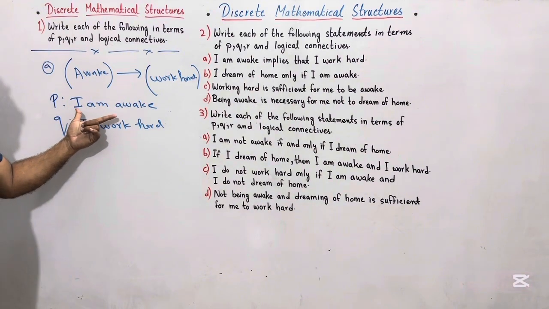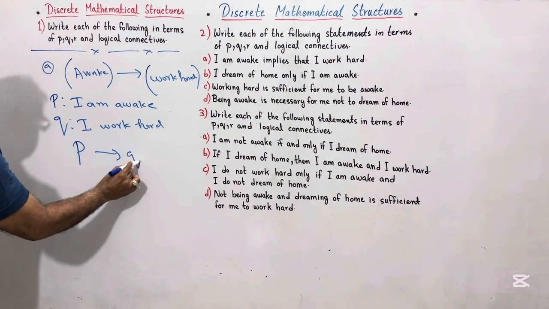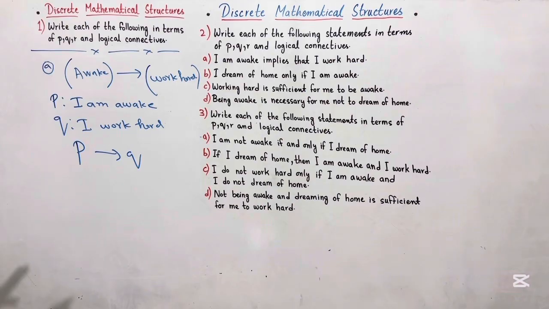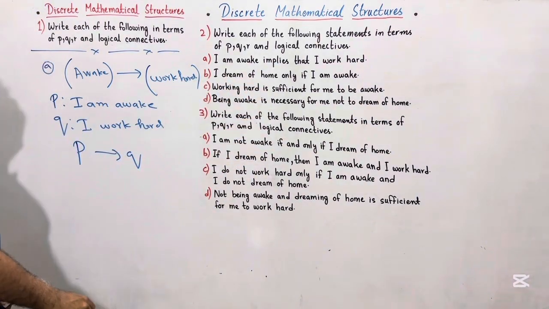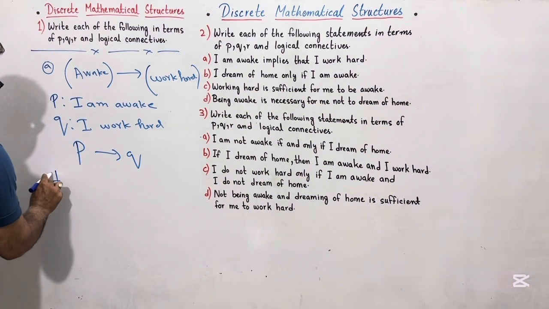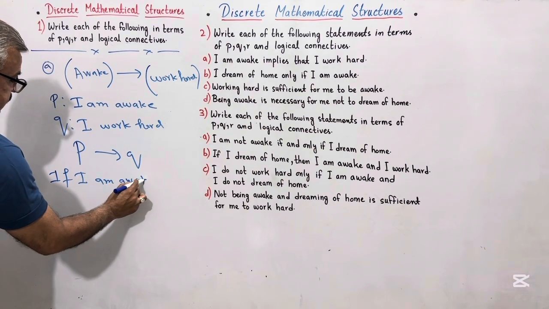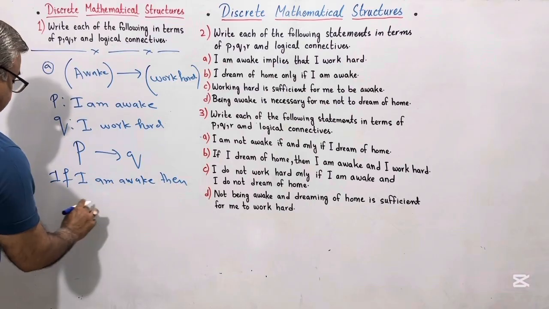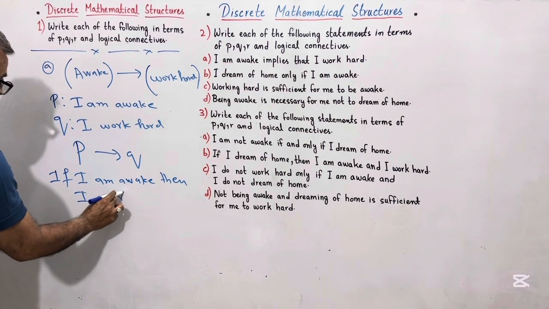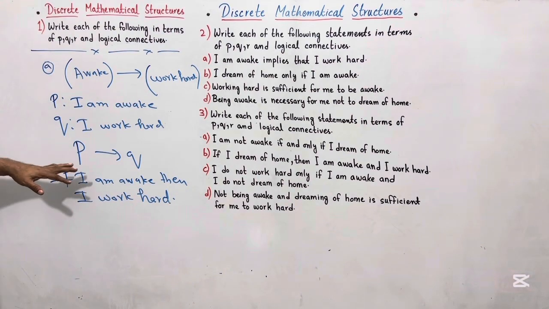I am awake implies that I work hard means P implies Q, where P is I am awake and Q, I work hard. I am awake implies that I work hard means if I am awake, then I work hard. Single side implication.